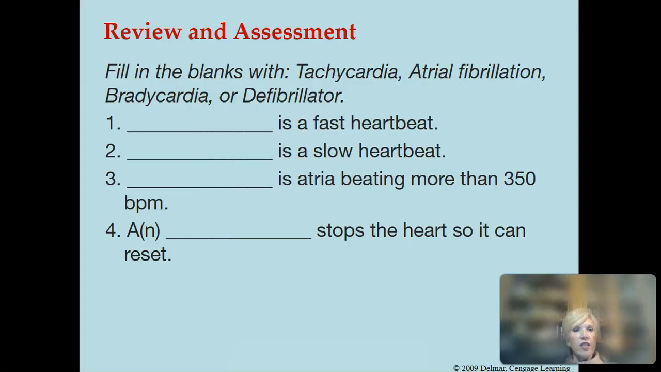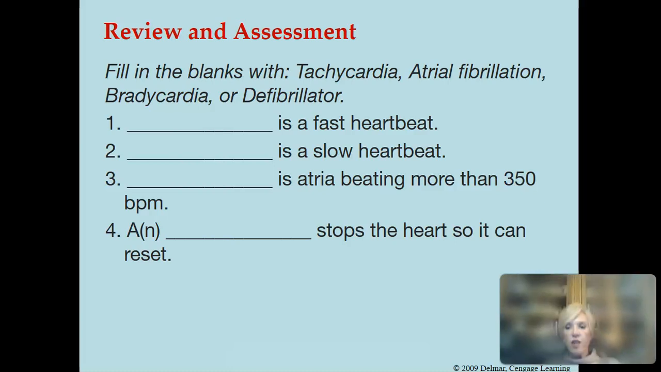All right, so just for the review, blank is a fast heartbeat, so that would be tachycardia. Blank is a slow heartbeat, that would be bradycardia. Blank is the atria beating more than 350 beats per minute. That is atrial fibrillation. And last but not least, a defibrillator stops the heart so that it can reset.